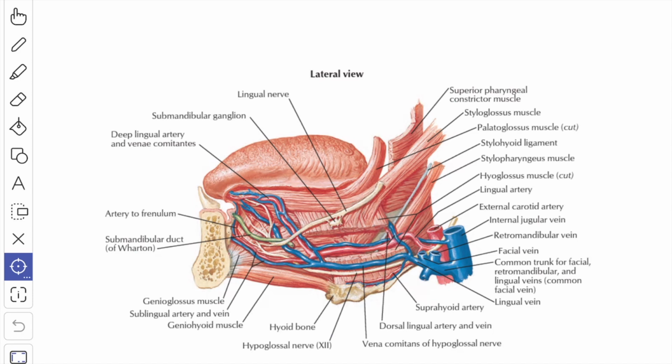The next muscle is the chondroglossus. It is a detached part of the hyoglossus muscle separated by the genioglossus muscle. It arises from the lesser cornu and part of the body of the hyoid bone, and the muscle is inserted to the sides of the tongue. Action: it depresses the side of the tongue.